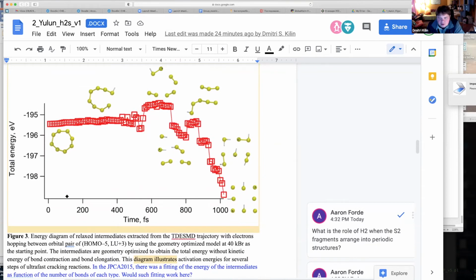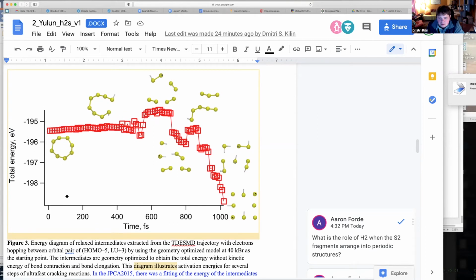So the first question from Aaron is, what is the role of hydrogen when sulfur fragments are arranging into a periodic structure? I guess most of the hydrogen molecules are just spectators, but I guess some of them provide proton radicals so that the sulfur molecules can be stable.